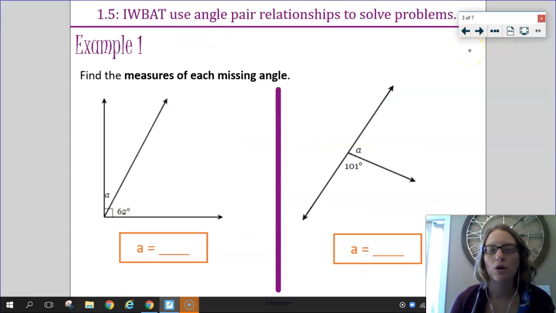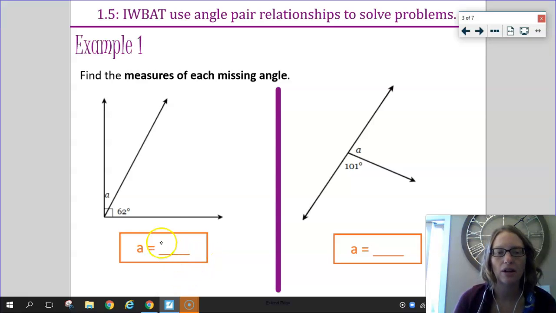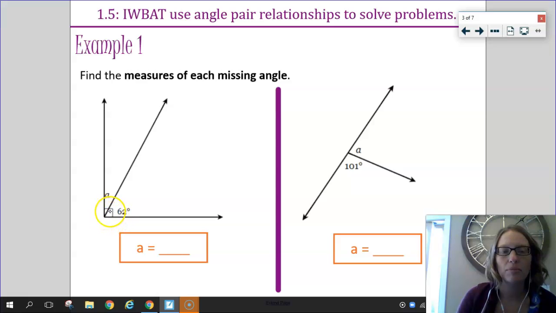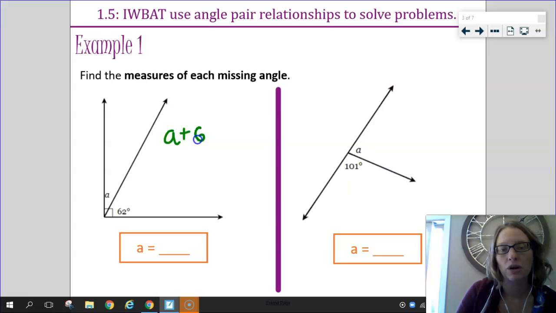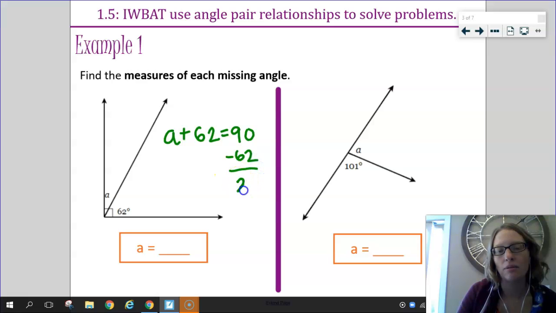Using our angle pairs, we're going to go through a few different examples. In example 1, we're just solving to find a missing angle. Here I can see I have a pair of complementary angles because I have my square that adds up to 90 degrees. So if I know that angle, whatever angle A is, plus 62 needs to add up to a total of 90 degrees, all I need to do is 90 minus 62 to see what's left over for angle A, and 90 minus 62 is just 28 degrees. So A, the missing one there, would be 28 degrees.